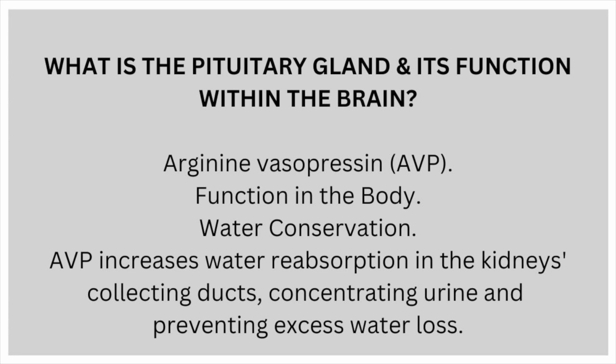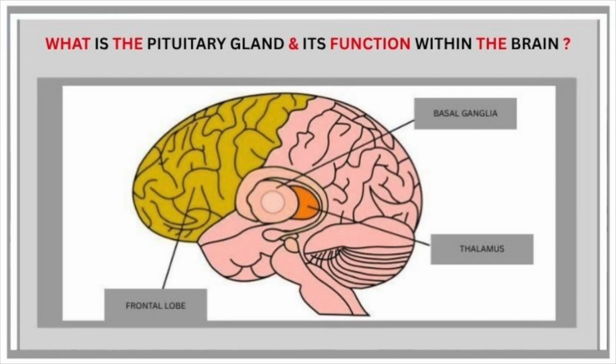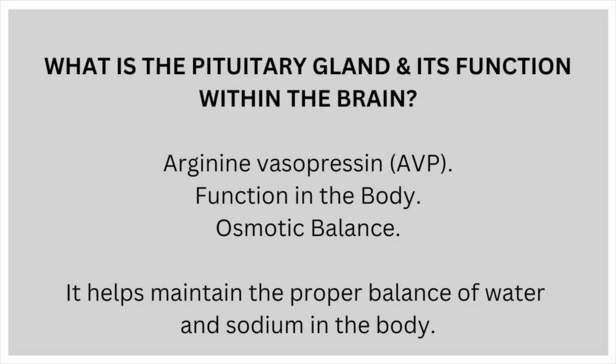Function within the body. Water conservation. AVP increases water absorption in the kidneys' collecting ducts, concentrating waste water and preventing excess water loss. Blood pressure regulation. It stimulates the contraction of blood vessels, which can increase blood pressure. Osmotic balance. It helps maintain the proper balance of water and sodium within the body.